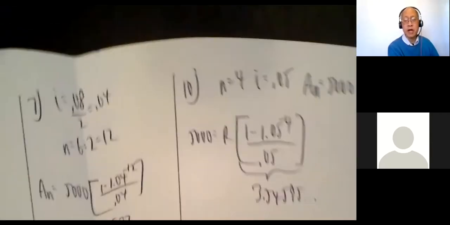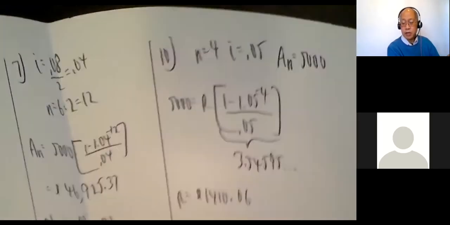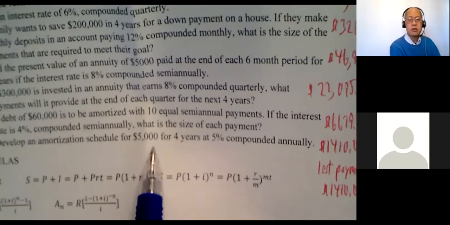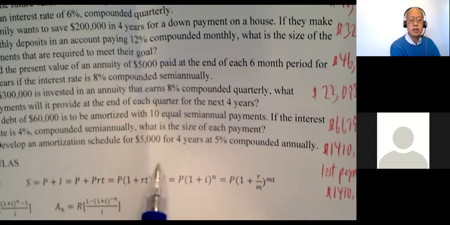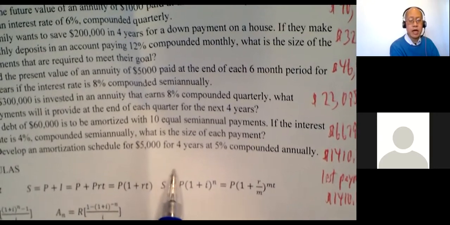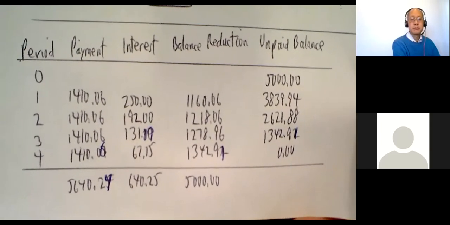Okay. Number 10, develop an amortization schedule. I will not make you do an amortization schedule for the final exam. Now you might still have to compute this. So develop an amortization schedule: 5,000 for 4 years at 5% compounded annually. What is the periodic payment? I might ask you for that, but I will not ask you to fill one of these out. It takes too long. So don't worry about doing this.